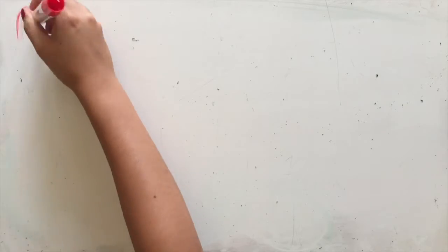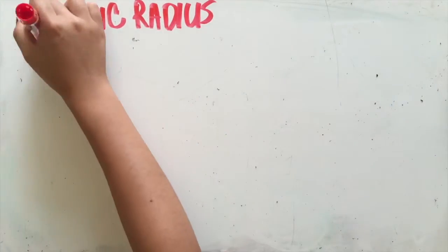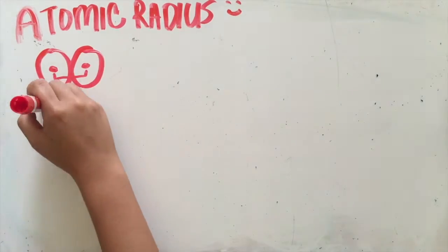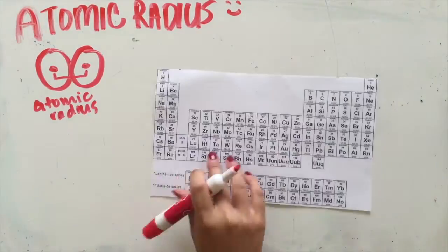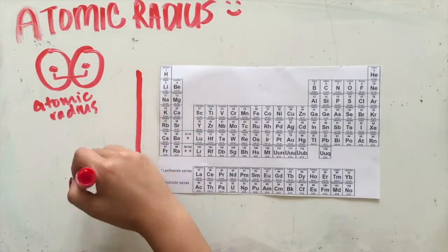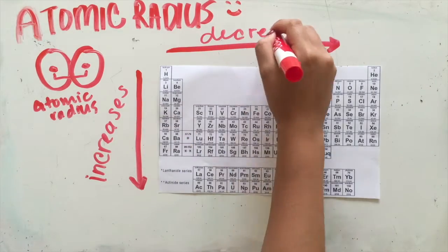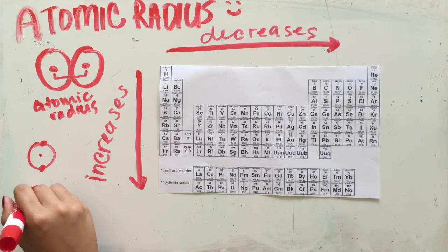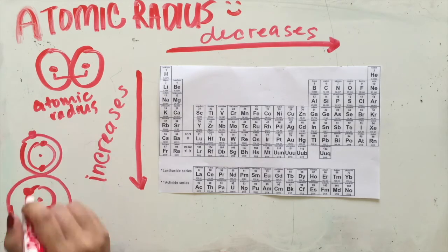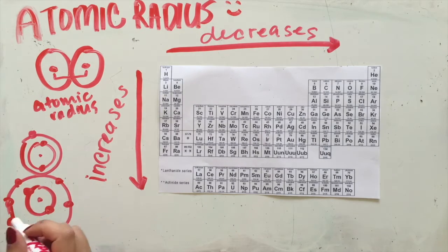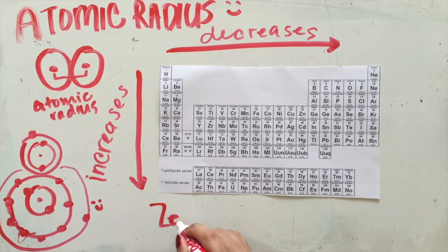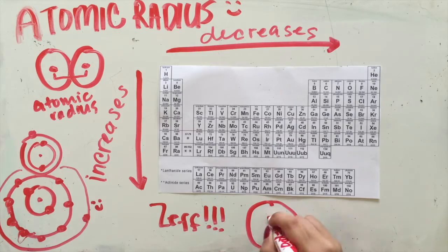Next is atomic radius. Atomic radius is half the distance between the centers of two atoms. Put simply, atomic radius is the size of the atom. The trend for atomic radius is, when you go down a group, atomic radius increases, and across a period, atomic radius decreases. When you go down a group, the number of energy levels increases as the number of electrons increases. Each subsequent energy level is further from the nucleus than the last. When you go across a row or period, atomic radius decreases because of Zeff.